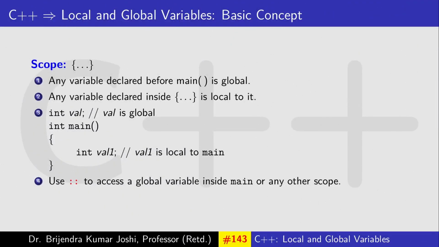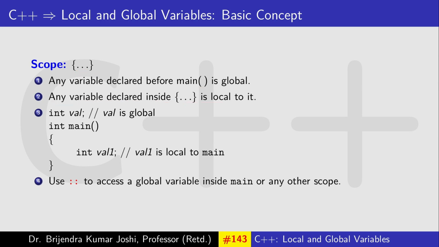So, what is a scope? A scope is defined just by a pair of braces. Wherever you use a pair of braces, whatever statements you write are local to this pair of braces. And any variable declared before main is a global variable. Similarly, any variable declared inside a pair of braces is local to it.